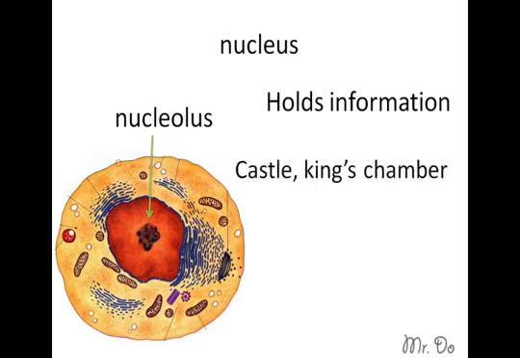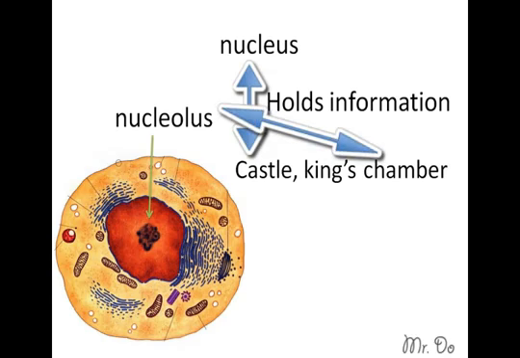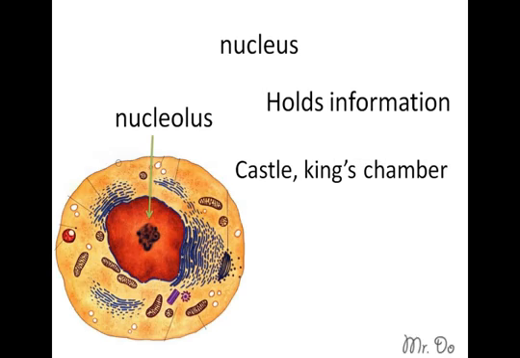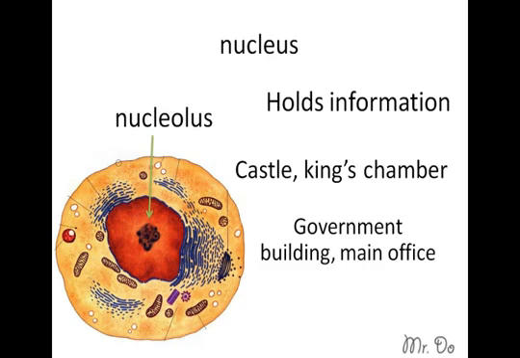Now the nucleolus, if we were to build our city, let's say the nucleus was a castle, then the nucleolus would be like the king's chamber. So the cell would be like the city, and then we have the castle, which is in the middle, that's the nucleus, and then where all the permissions and requirements are needed, the guy who's in the main, the boss kind of, that would be equivalent to the nucleolus. And if it was a modern day city, then the nucleus would be like a government building, and the nucleolus is the equivalent of the main office.